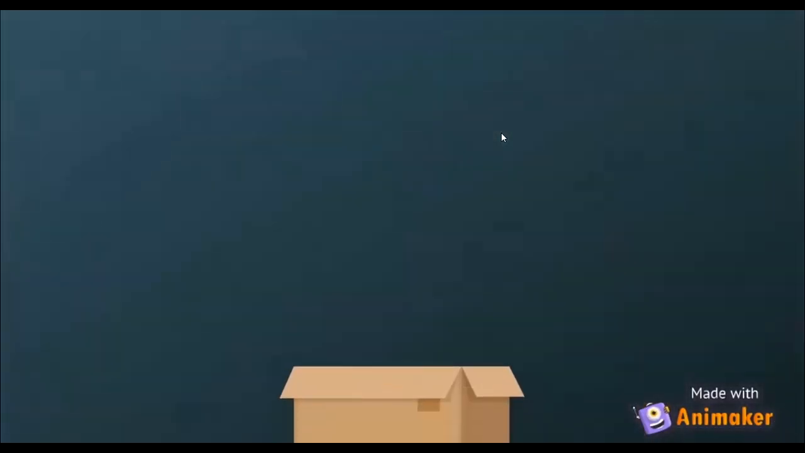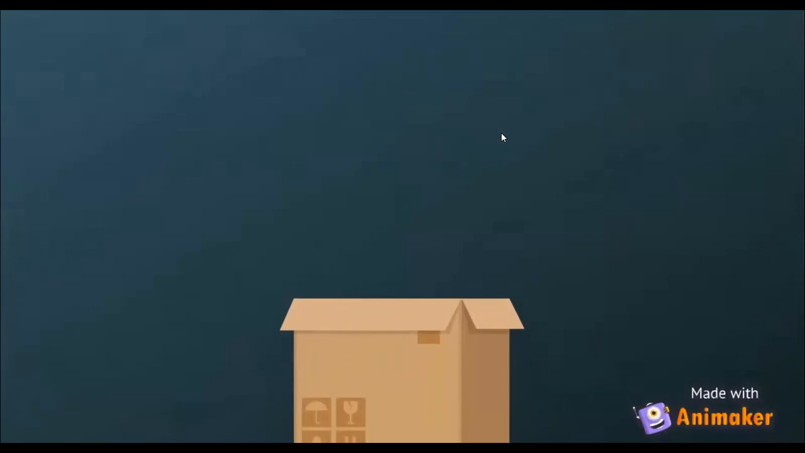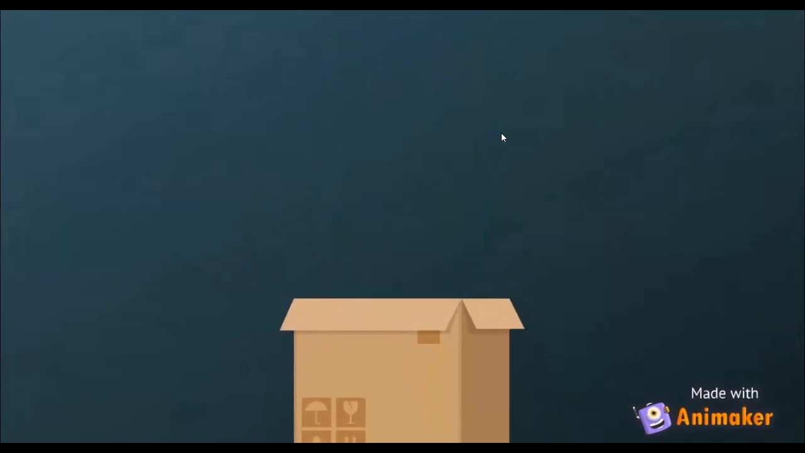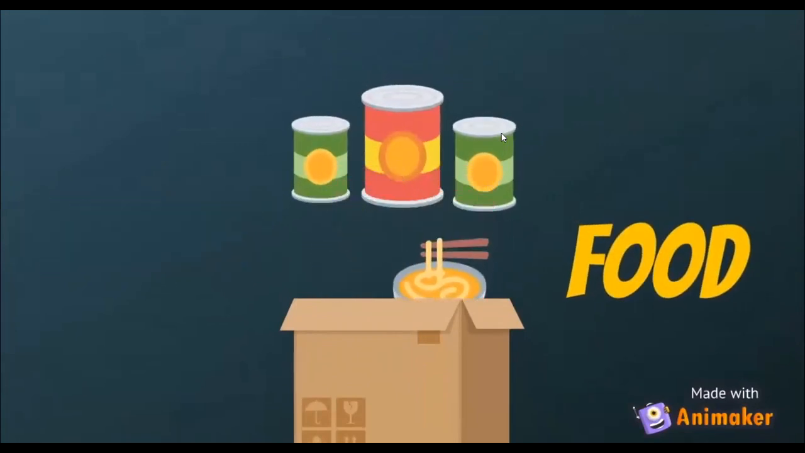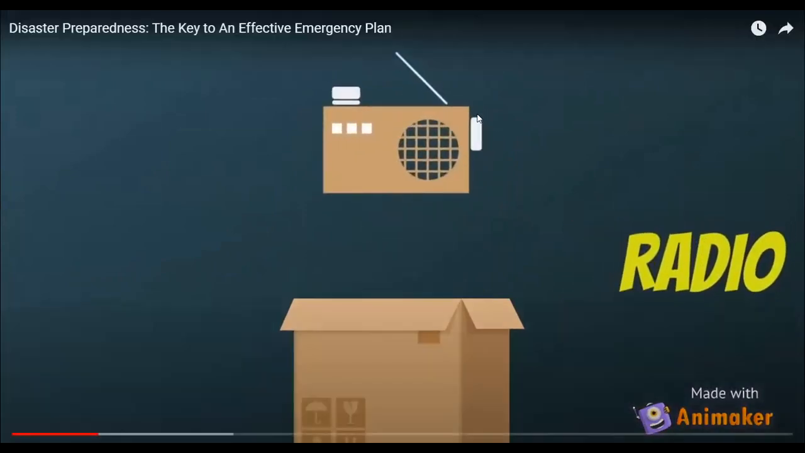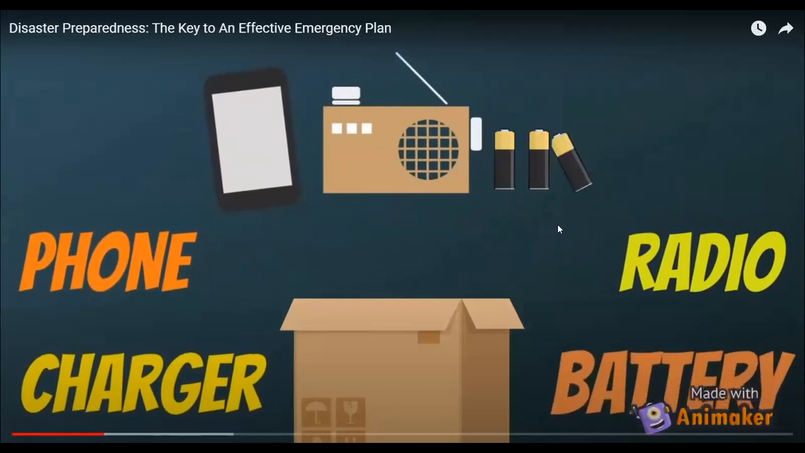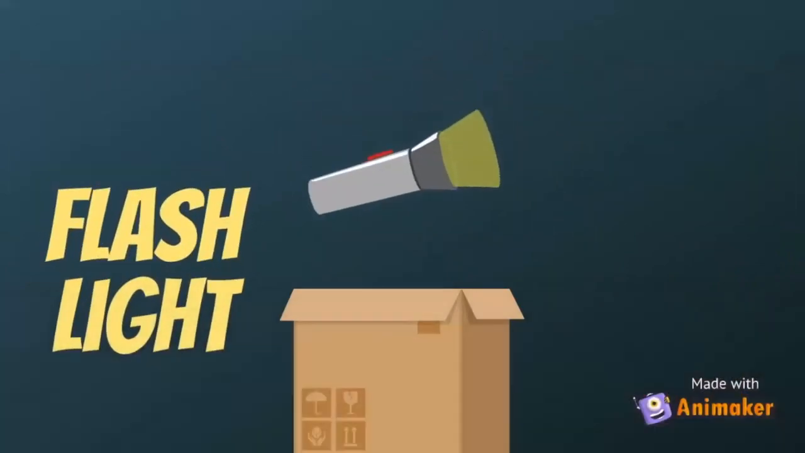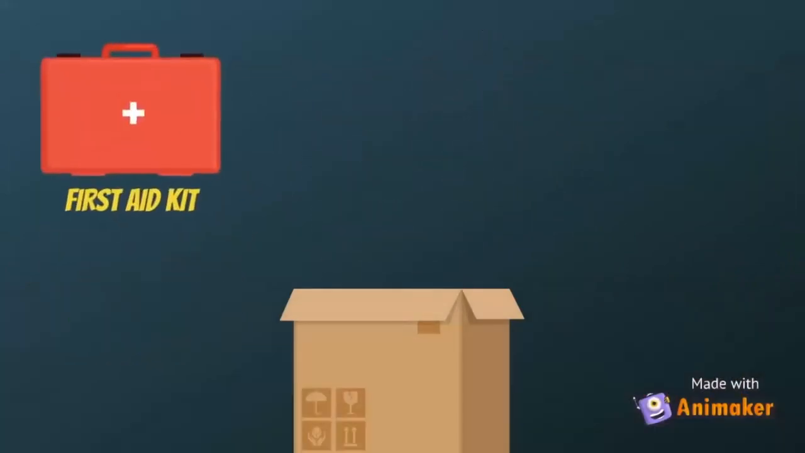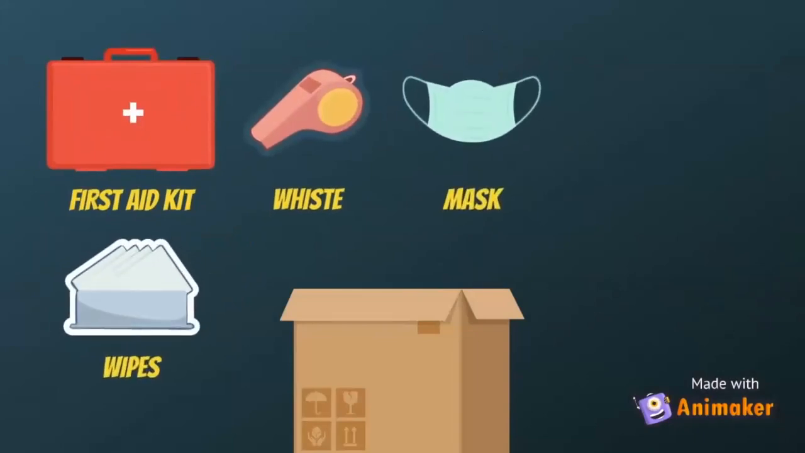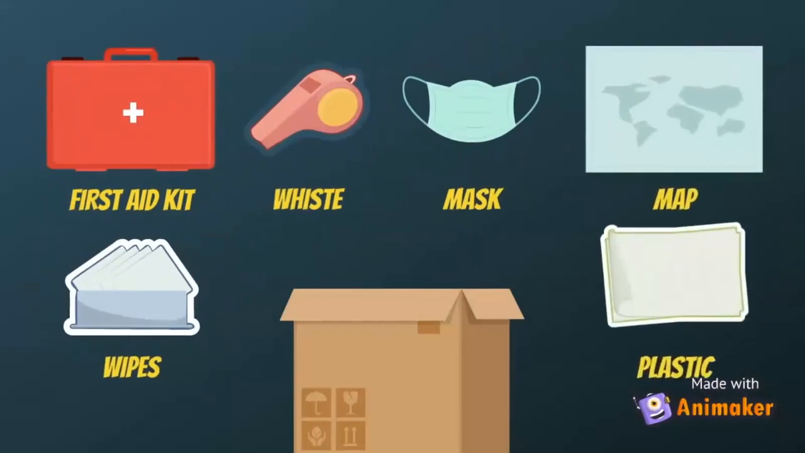So, what are the things we need to prepare beforehand? First and most important, water for drinking and sanitation. Food, at least 3 days supply of non-perishable food, and battery-powered radio, cell phone with chargers, and backup batteries for contact purposes. Flashlight, in case it gets dark. First aid kit, whistle, mask, wipes for personal sanitation, local maps, and finally, a plastic sheet and duct tape for shelter purposes.